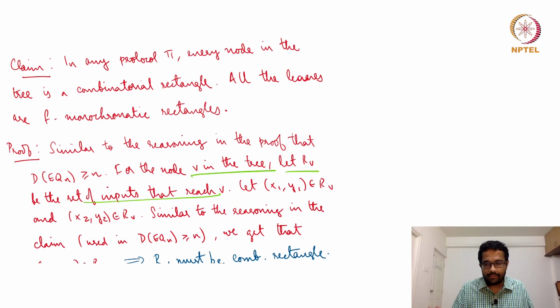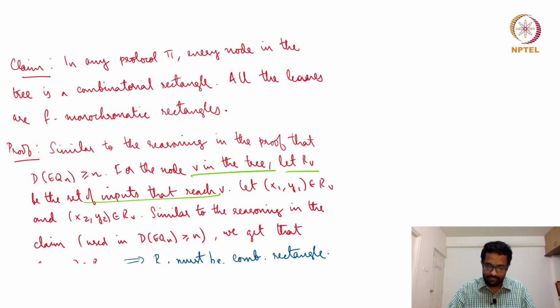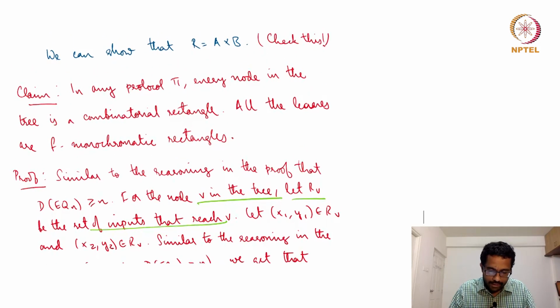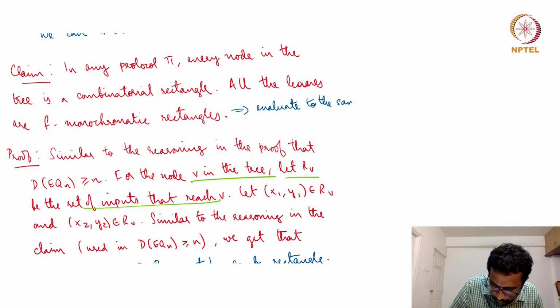So if there is a leaf at which some points correspond to 0 output and some points correspond to 1 output, that means you have to further go down. So that point is not a leaf. So all the leaves are F monochromatic, meaning they evaluate to the same function F value.